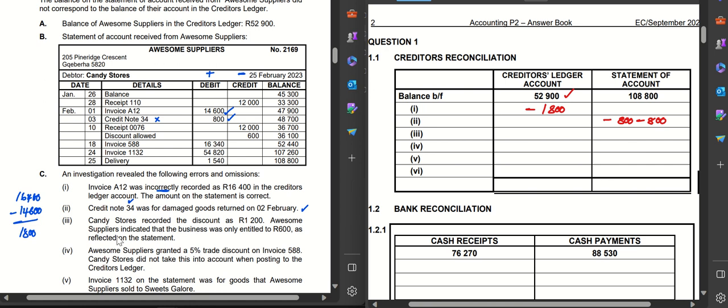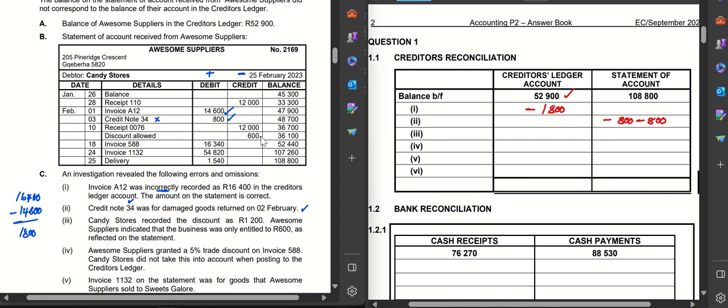Number 3. Candy Stores recorded the discount as 2,100. All right. So we recorded the discount as 1,200. Awesome Suppliers, that is them now, indicated that the business was only entitled to 600 as reflected on the statement.